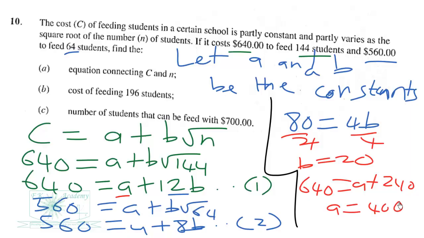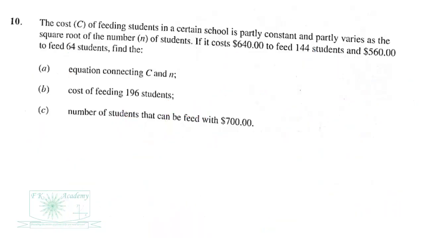So we found the equation connecting C and N, the A part of the question. That will be C equal to A, which is 400, plus B square root of N. So C is equal to 400 plus 20 square root of N.